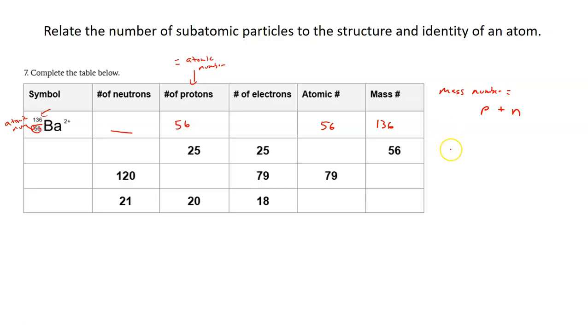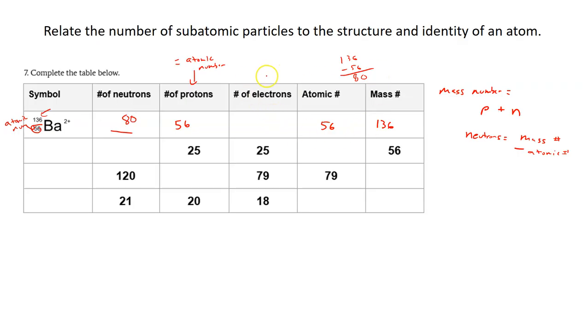So a really quick way to figure that out is neutrons equals mass number minus atomic number, or mass number minus protons. So in this case, we would go 136 minus 56, and we should get 80 for our number of neutrons.